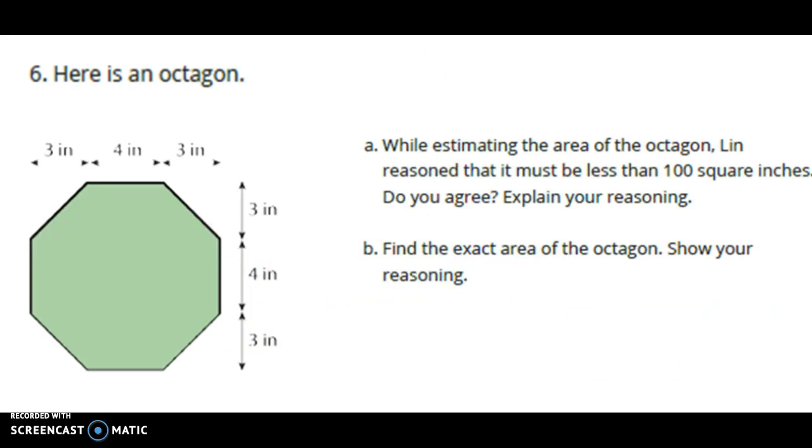Question 6. This is by far the hardest question we've done all day. It says, here is an octagon. A, while estimating the area of the octagon, Lynn reasoned that it must be less than 100 square inches. Do you agree? Explain your reasoning. And B, find the exact area of the octagon.